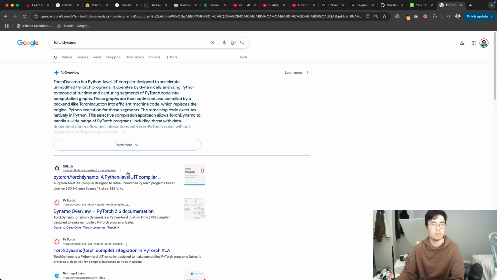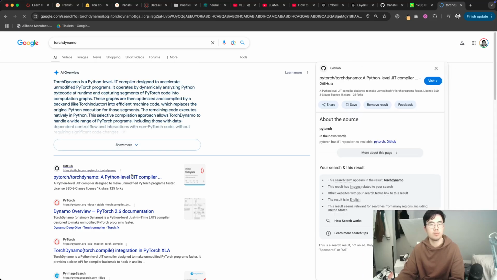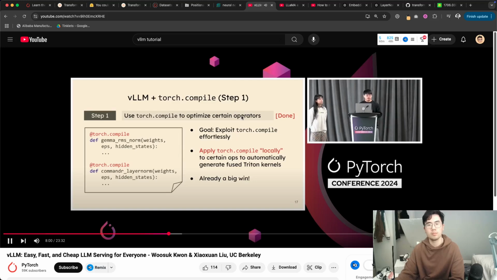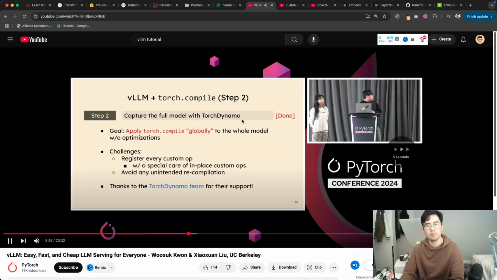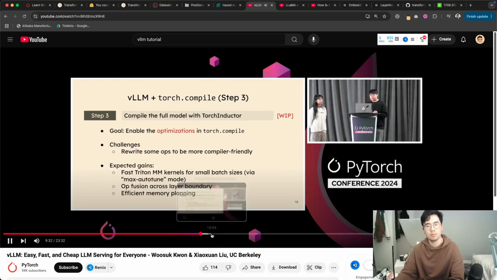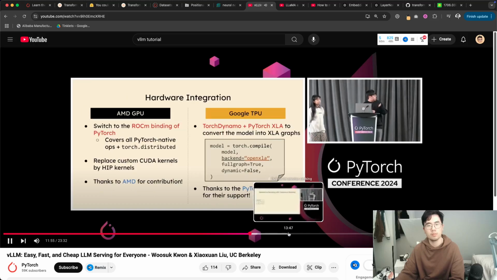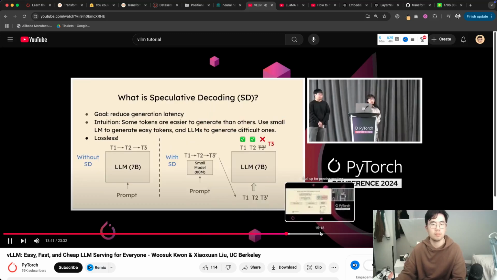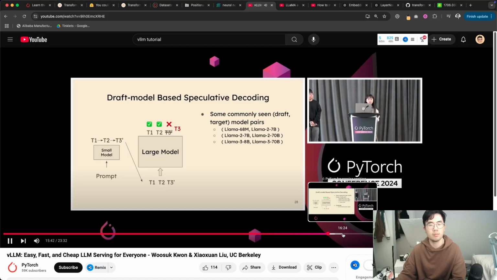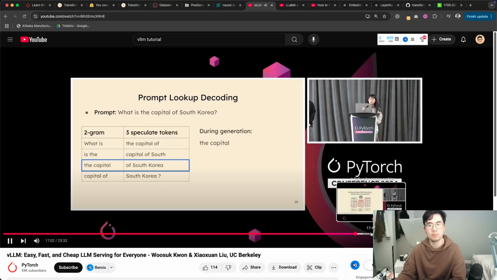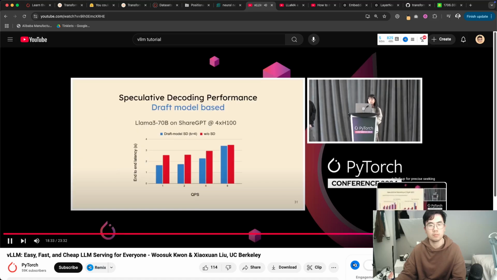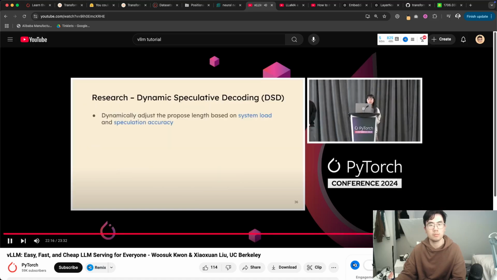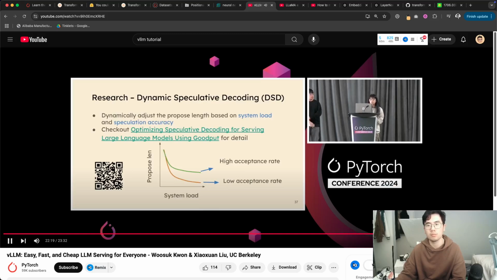Okay, let's go over it one by one. The very first way we integrated torch.compile was to apply it locally. We truly believe these hardware backends are promising, and use model pairs such as a Llama 68M model to speculate a Llama 270M model, and a 7B model to speculate a 70B model. The blue bar shows the latency of the speculative decoding, and we are actively working on the DSD integration into vLLM to make speculative decoding always beneficial for serving.